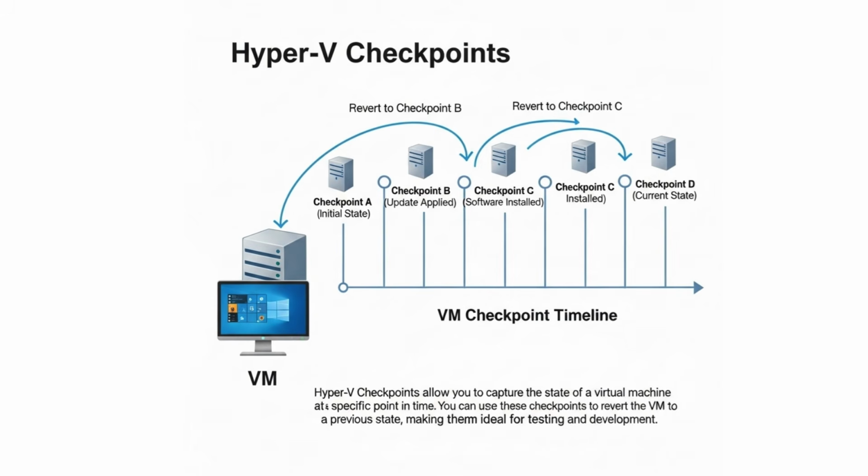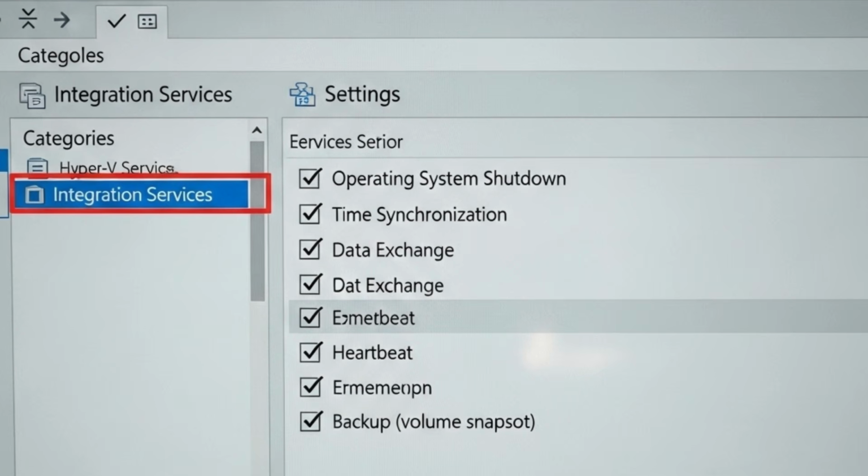One of my favorite features is checkpoints. These are like snapshots of your VM at a specific point in time. You can create a checkpoint, make changes to your VM, and if something goes wrong, instantly roll back to the checkpoint. Make sure integration services are enabled. These provide better mouse integration, time synchronization, and other quality of life improvements.